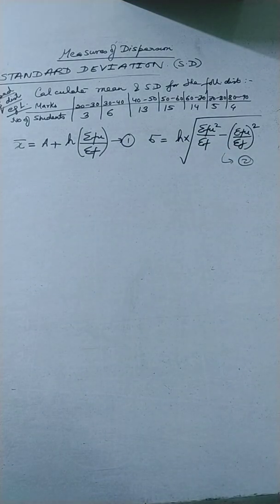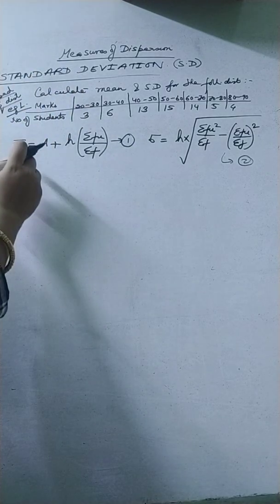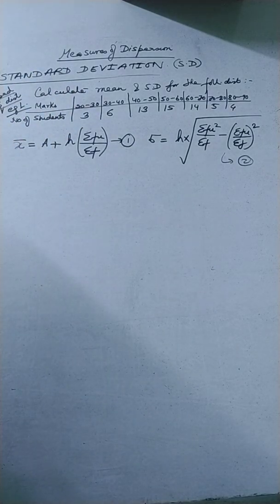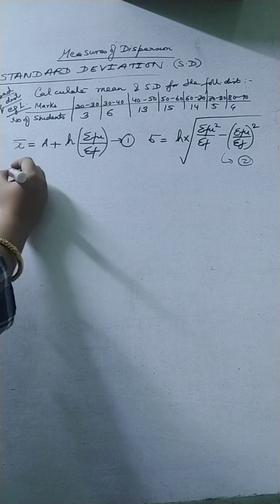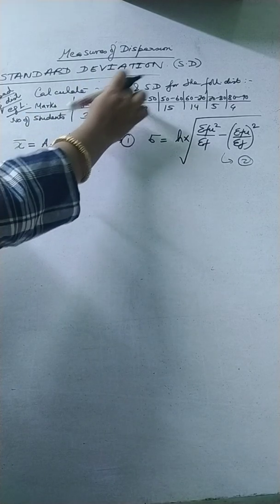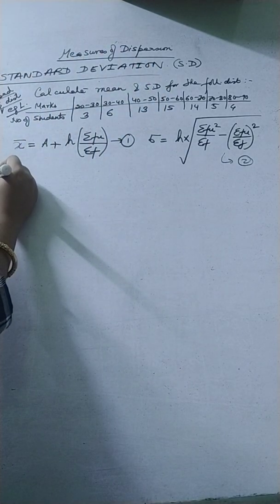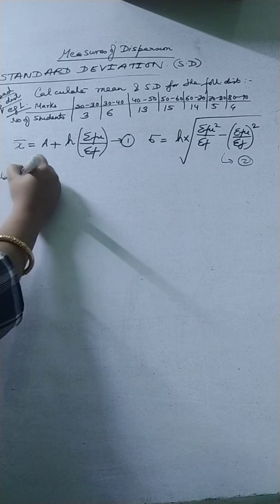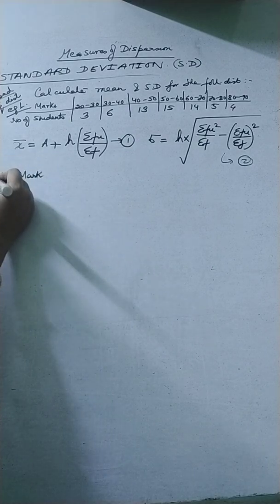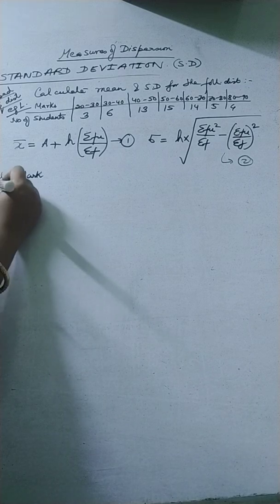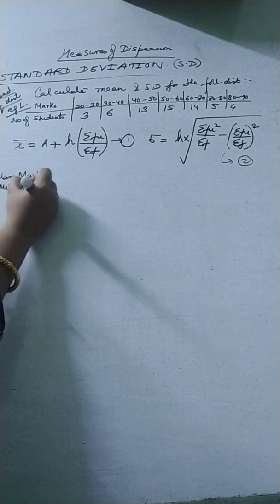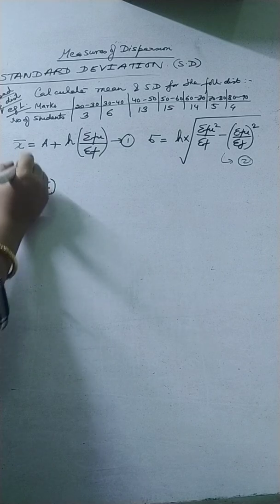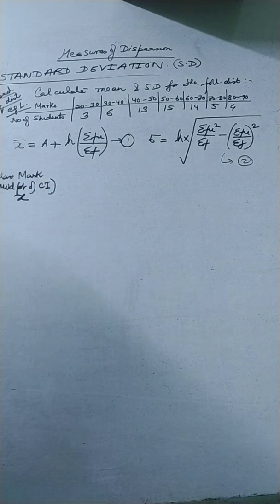So what are the columns needed? First of all, class interval is given. A is the assumed mean. Assumed mean has to be one of the values of x that is given. Now what is x over here? X will be the class mark, which is the midpoint of the class intervals. I'm not copying the intervals again; I'm straight away writing class mark. This will be your values x.